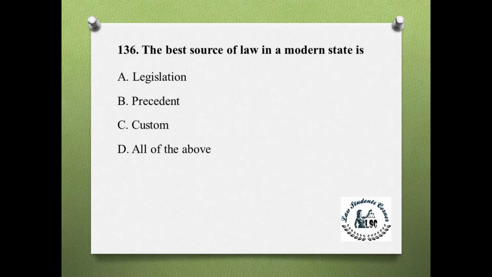Question number 136. The best source of law in a modern state is: option A, legislation; option B, precedent; option C, custom; option D, all of the above. Correct answer is option A, legislation.